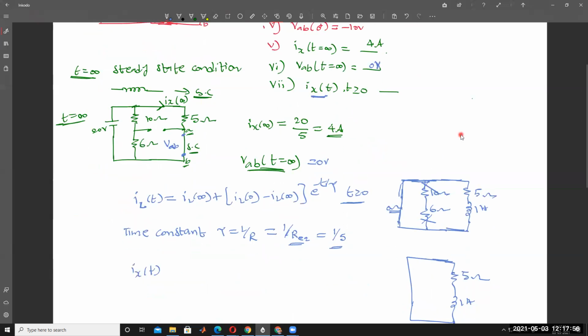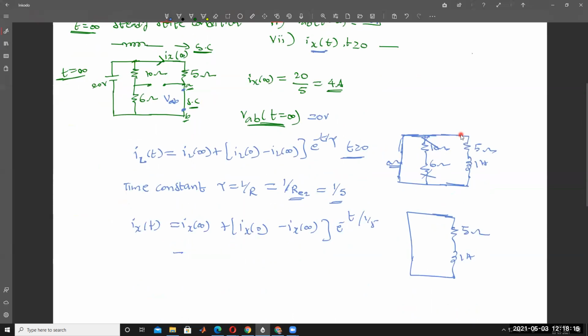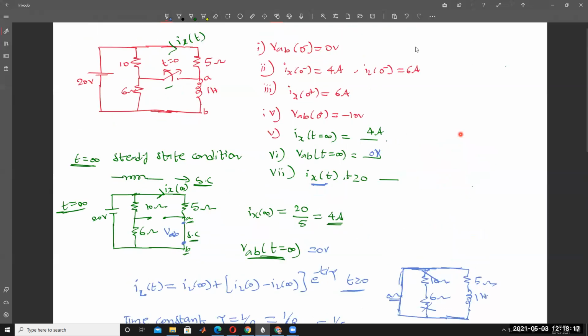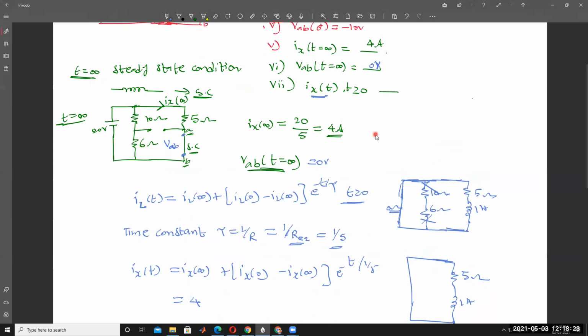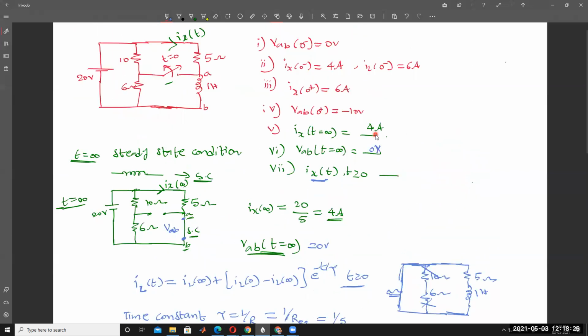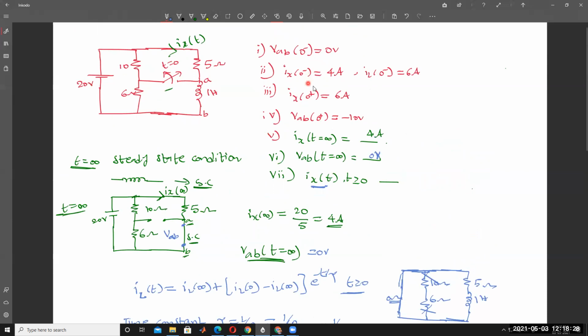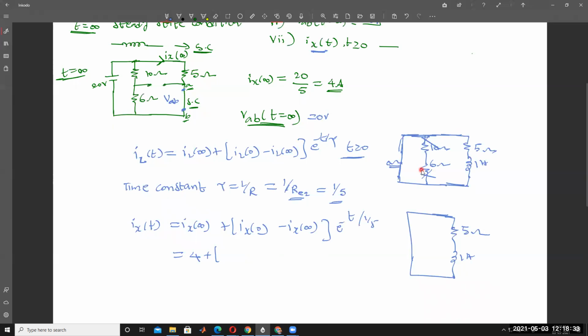So ix of t is equal to ix of infinity plus ix of 0 minus ix of infinity, times e power minus t by tau. Tau is equal to 1 by 5. Am I right? Then ix of infinity is equal to how much? 4. Ix of infinity is equal to 4. Am I right? 4 plus, and then ix of 0. What is ix of 0 minus? So 4. Ix of 0 minus is equal to 4.